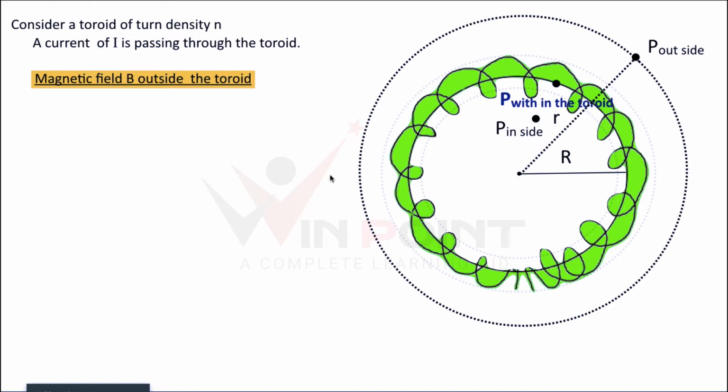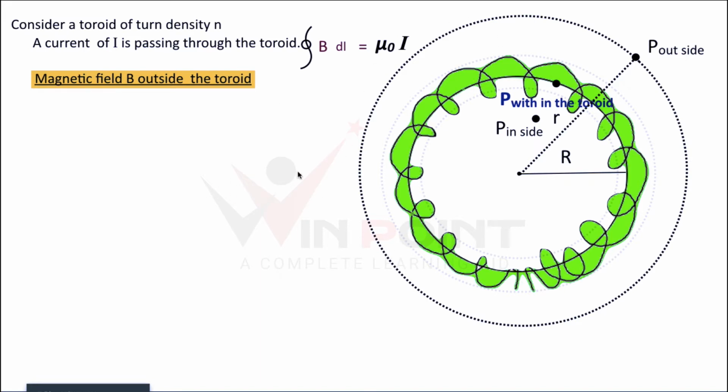What is our equation according to Ampere's circuital theorem? B dot dl equal to mu 0 I. The angle is always 0, that is why I am not writing B dot dl, it will always be B into dl. We need to consider an Amperian loop in which the angle between the magnetic field and dl is 0. So B into dl equal to mu 0 I. Now we are considering this Amperian loop.